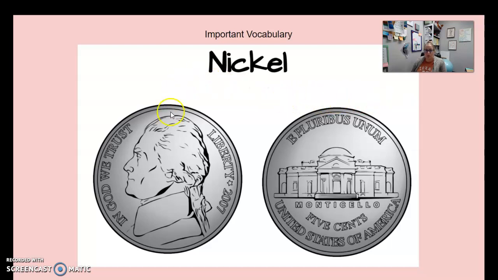So a nickel is a silver color. There is a picture of a man. He's one of our presidents. We're going to talk about him in a minute. You will see that there are different words on it. Again, we have the year that it was made. And this is the heads side because we see the head. Then we have our tail side. On the tail side, we have a building. Again, we have some words. And we're going to talk about all that again in a minute.